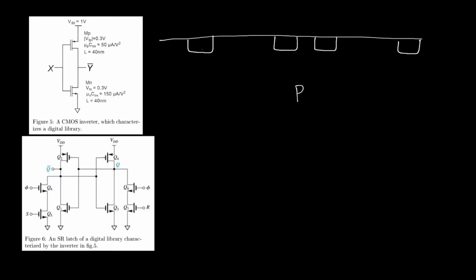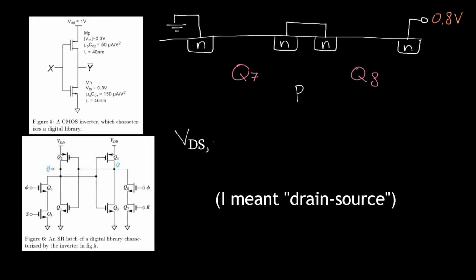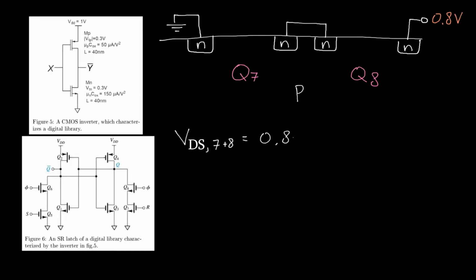We would have a p-doped bulk and some n-doped channels, of which the middle channels are connected directly. One of the NMOS channels is connected to ground, and the other one is connected to a node of 0.8 volts. That's node Q in our case. The leftmost transistor would then be transistor Q7, and the rightmost would be transistor Q8. Let's first look at the operating mode as if this were one big transistor. So, what would be the source drain voltage of this big transistor 7 plus 8? It would be 0.8 volts minus the ground, and that is 0.8 volts as a result.